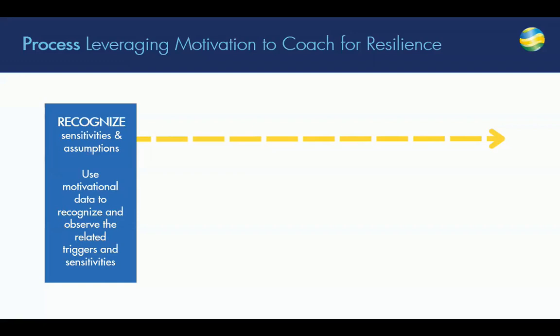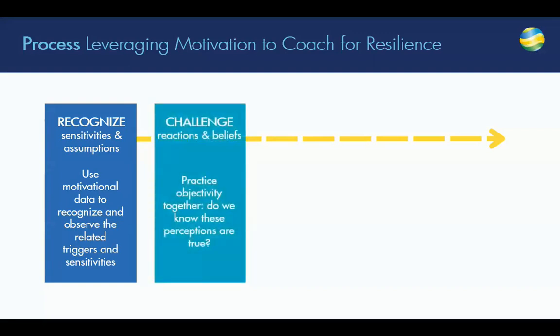And again, the value in using a normed assessment like the IDI is that you really get a sense of how I compare to other people. I might know I'm competitive, but when I see myself as a 99 on it, it's like, wow, I'm more competitive than all the other people who took this assessment. That's pretty interesting. So what assumptions am I making? And what sensitivities do I have?